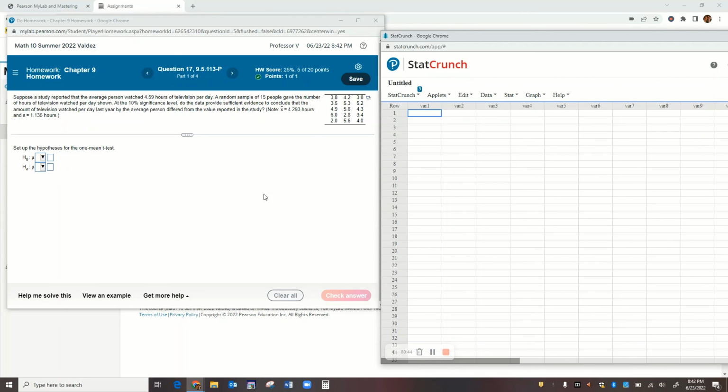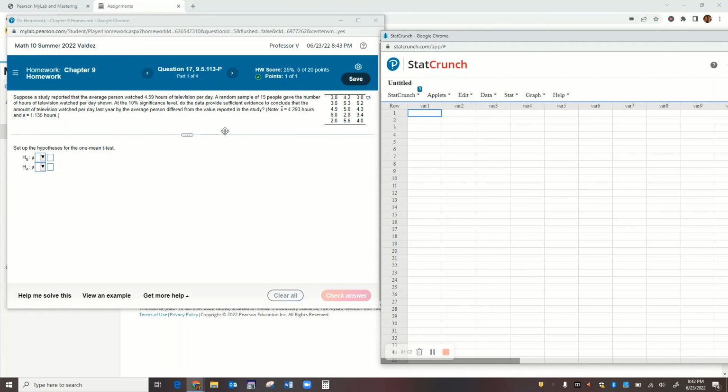And notice here they actually give us x bar and s. So they give us the sample mean and standard deviation, and they gave us the data. So really it's up to you. You can put the data in StatCrunch, but we really don't need to. They gave us the summary, so it's up to you. You could do this problem either way.